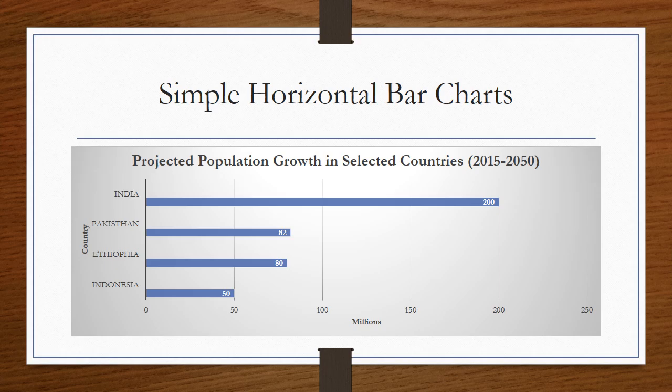So here the same title will be there, that is projected population growth in selected countries, that is expected population growth from the year 2015 to 2050. This is expected population growth. So in the x-axis you can see the millions, and in the y-axis you can see the country. So India around 200 million population growth is expected from 2015 to 2050. Then Pakistan 82 million and Ethiopia 80 million.